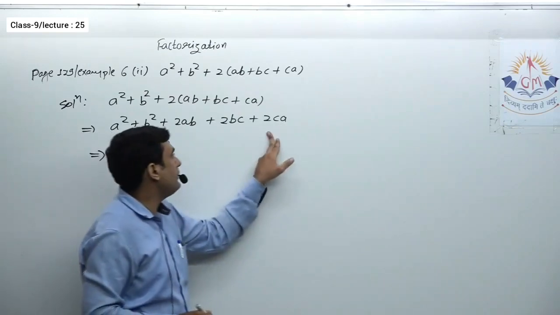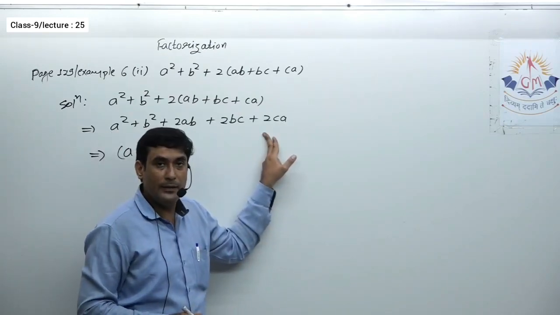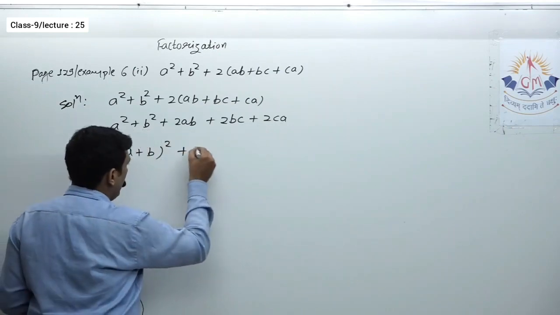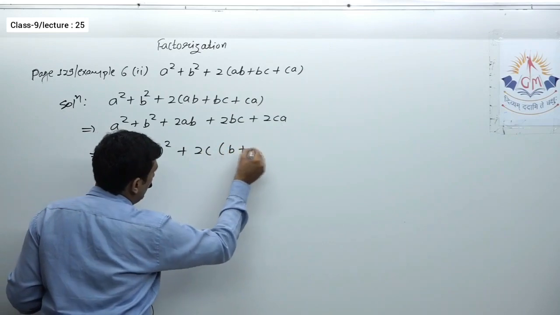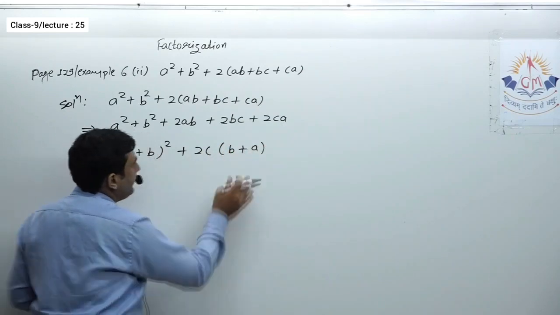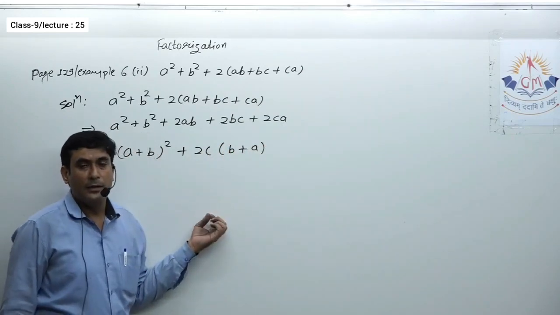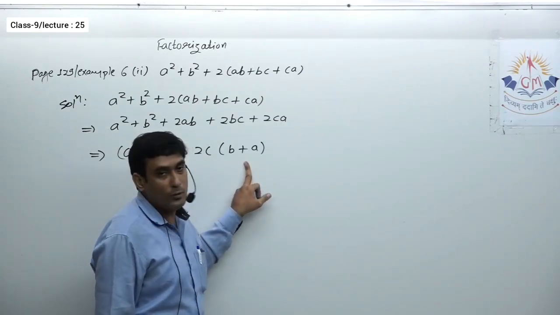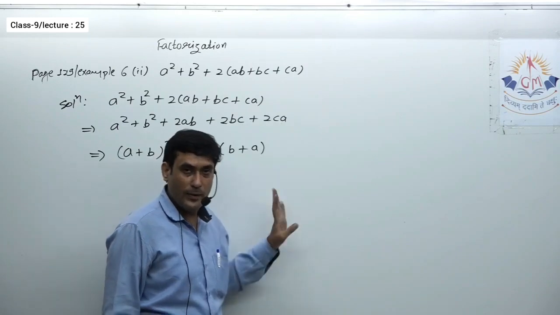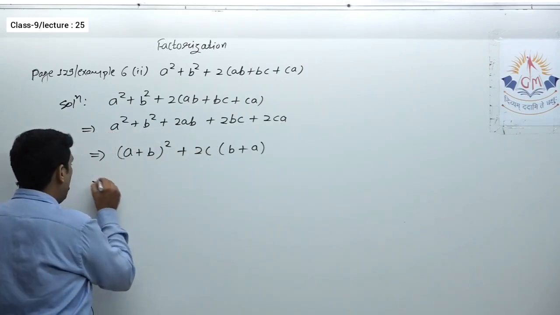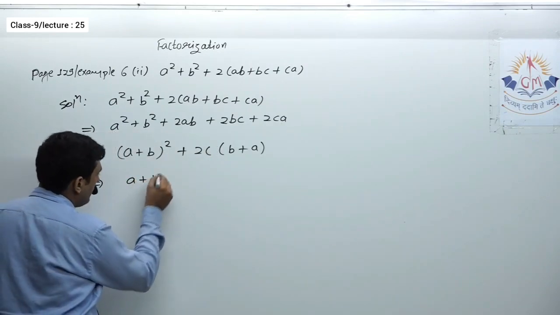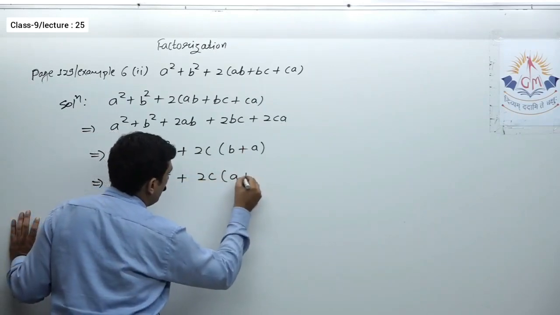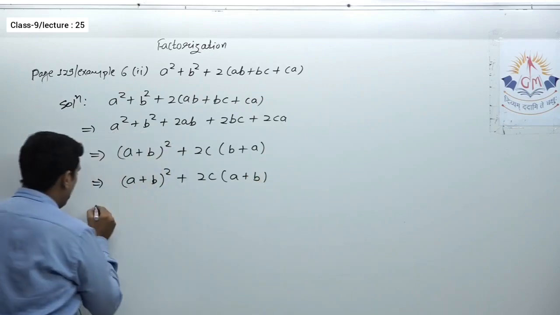Now from these two, what common can be taken? 2c, isn't it? 2c I can take common. So if I take 2c common, here I will get b plus a. Now a plus b and b plus a is the same thing, isn't it? Which property is over there? That sum of two numbers, if we change the order, still remains same. Still I'll add one more step for your better understanding. Here I do write this. Now it is very obvious.